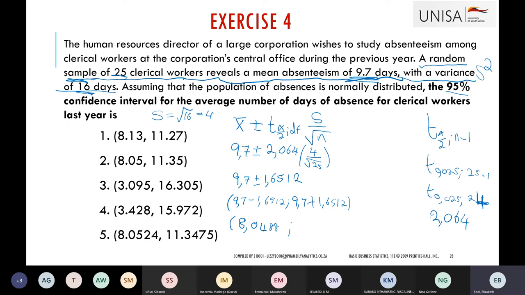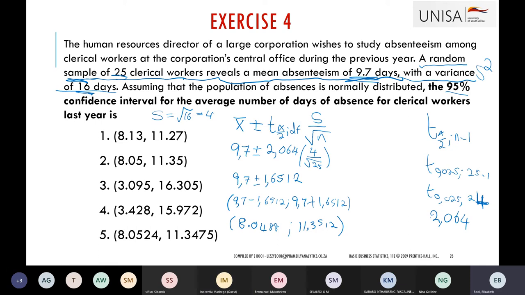And 9.7 plus 1.6, we get 11. Maybe I must use points, not commas, because it complicates my work. This is 3.3512. Do you get the same?